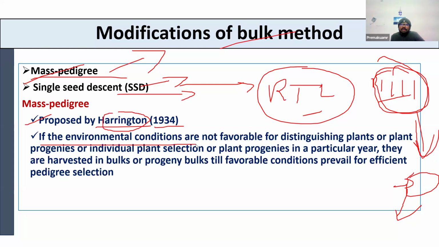If the environmental conditions are not favorable and it's very difficult to distinguish individual plant selections or plant progenies in a particular area, then you harvest in bulk and advance in bulk only, until the favorable condition prevails for efficient pedigree selection. This is the mass pedigree method. Understood what is the mass pedigree method of breeding and the bulk breeding method? Any doubts?